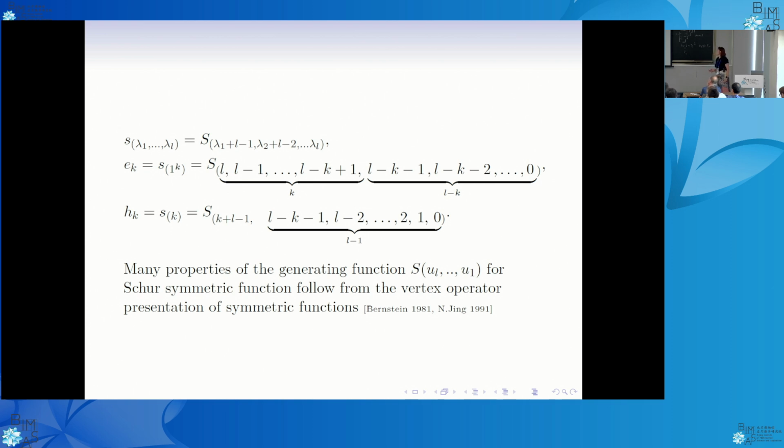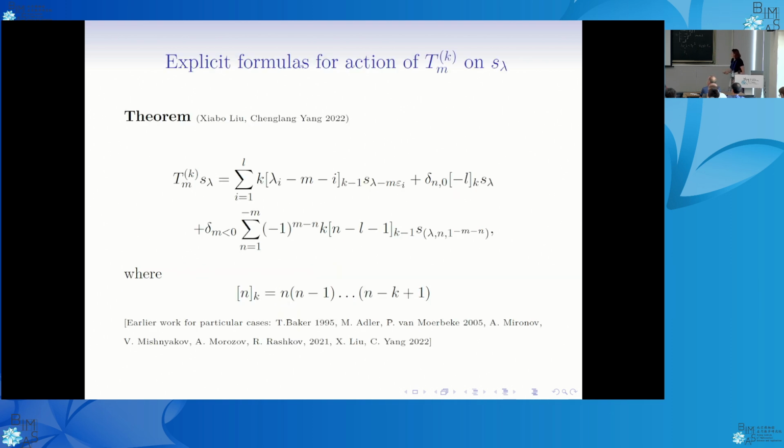And this vertex operator presentation was first mentioned in a book by Zelevinsky. They were called Bernstein operators. And Naihuan Jing described them and their properties in detail in 1991. And here is the theorem which I would like to cite. Here is the statement which I would like to cite. So it is due to Xiaobo Liu and Chenglang Yang. And it does the following. So it is a very explicit formula for how W_{1+infinity} acts on Schur symmetric functions.